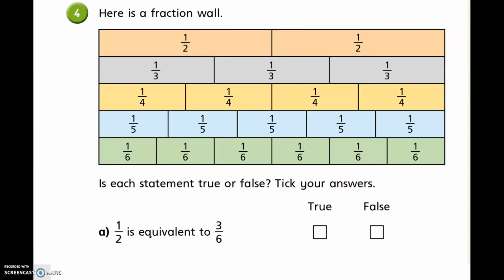Now we've got a fraction wall again, and our question this time is asking us to decide whether a statement is true or false. And the statement is half is equivalent or equal to 3/6. So let's put a line down and see if it matches 3/6. Let's go down to the 6, and there it matches it perfectly. That means a half is exactly the same as 3/6. So what do we write? Tick it. True.